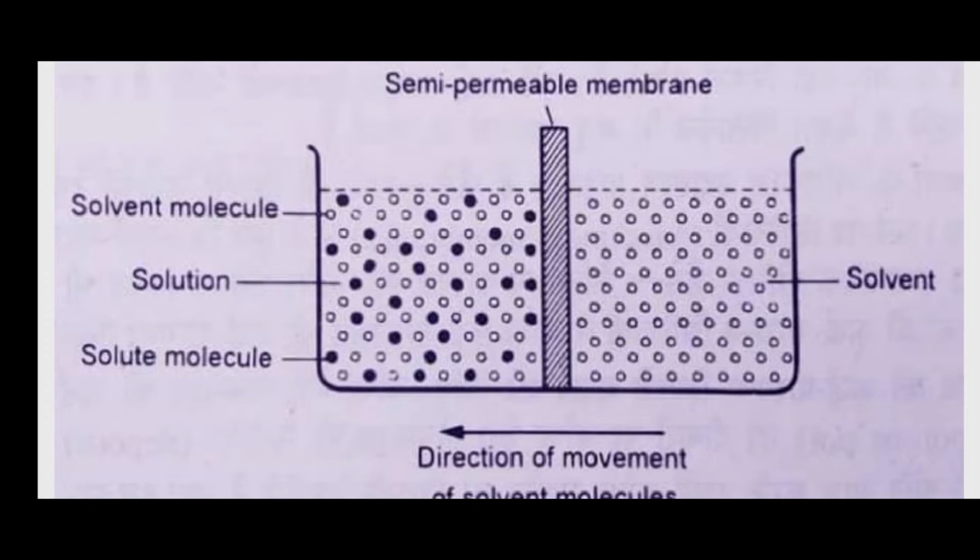The left one has a little amount of solute particles and a high amount of the solvent, meaning water. The right side solution has a little amount of water molecules and a high amount of solute particles. In this case, the water molecules will move from the left side to the right side solution through a semi-permeable membrane, and this is known as osmosis.